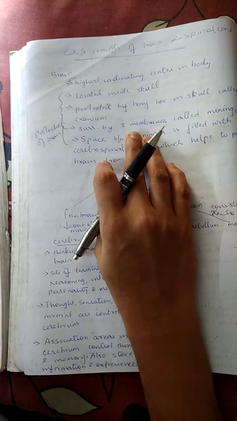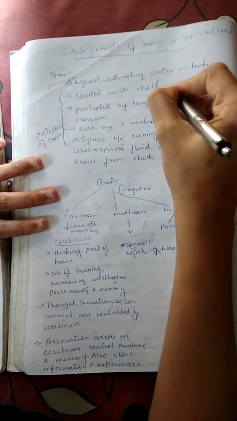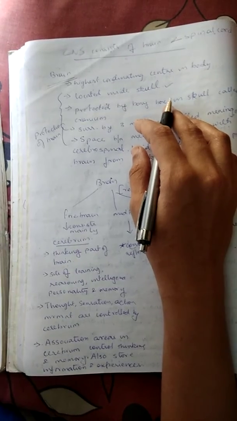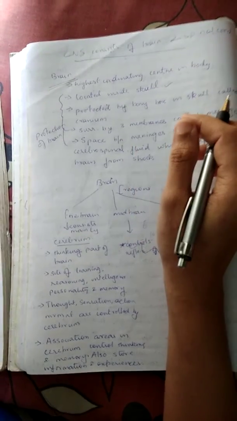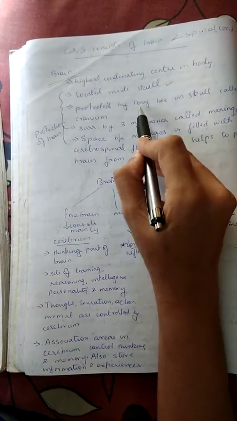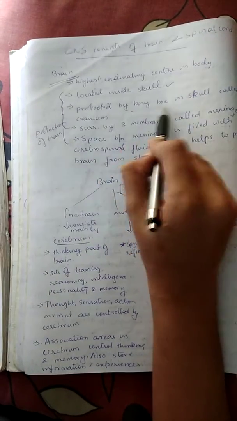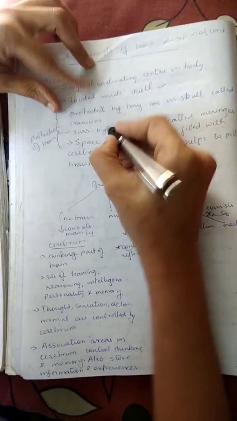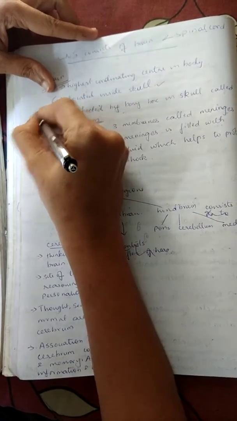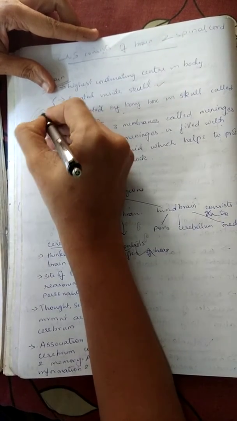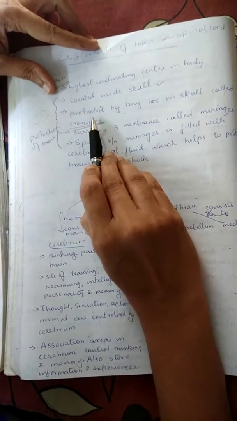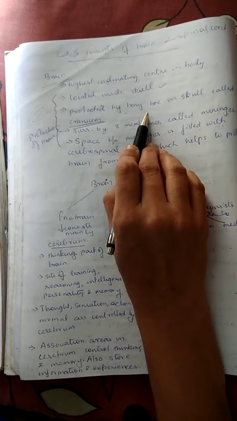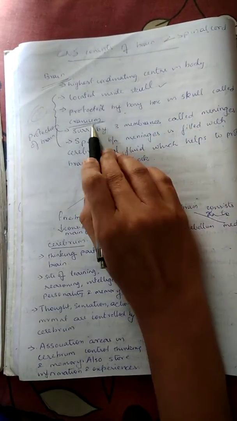So where is the brain located? The brain is located inside the skull. It is protected by the skull. If you tap your head, you can feel the sound produced by the skull. So it is protected by a bony box. Inside the skull there is a bony box in which the brain is placed, which is known as the cranium.